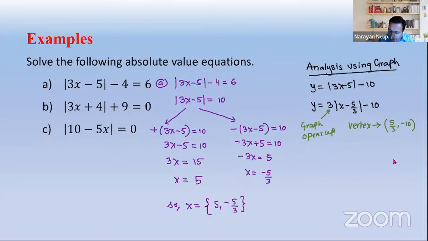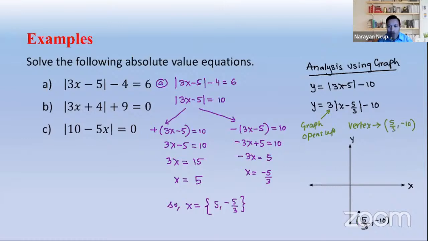In order to graph, first we need to draw the vertical and the horizontal axis, your x and y axis. Next, we look at the vertex. Vertex is 5 over 3. 5 over 3 is a little bit more than 1, which should be here, because 0 is here, so 1 should be there. And negative 10 means all the way down here. So there is the vertex. The vertex is 5 over 3, comma, negative 10.